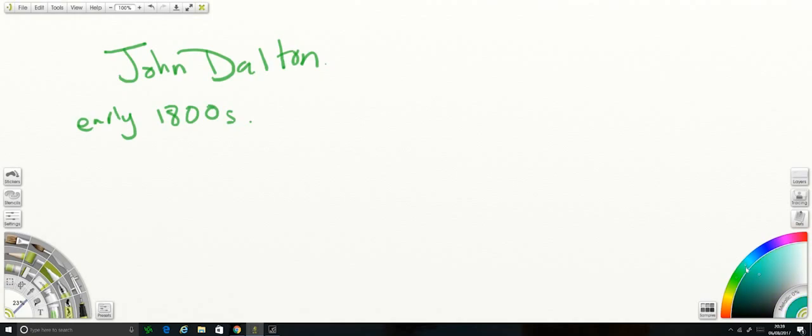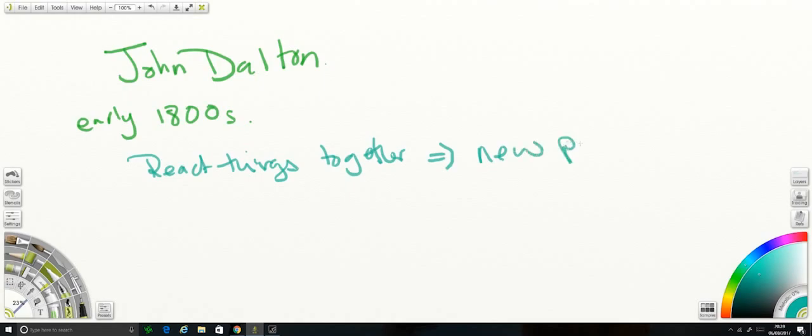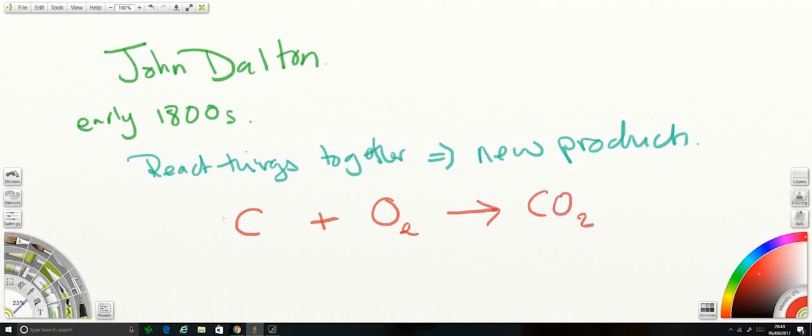He made an observation, and what he saw was that when you react chemicals together, they end up making new products. The way he thought about it, let me give you an example just to illustrate this. Let's say you're talking about carbon. You've got carbon plus oxygen going to make carbon dioxide. The first thing you would notice is that carbon is, for example, coal, and you react it with oxygen in the air and it makes a completely new product, carbon dioxide.